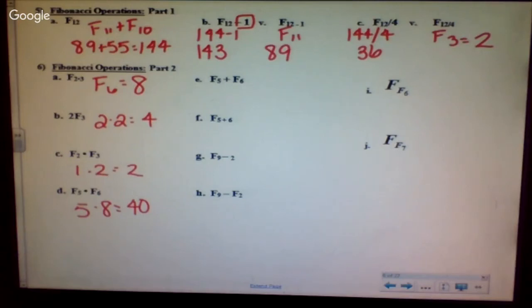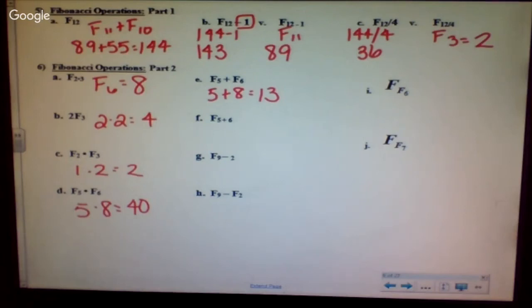Take a look at E. 5 plus 8. This time it's 5 plus 8, which is 13. Can you see how easy I and J are?